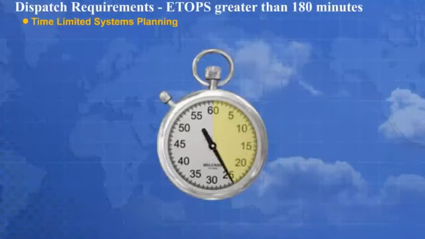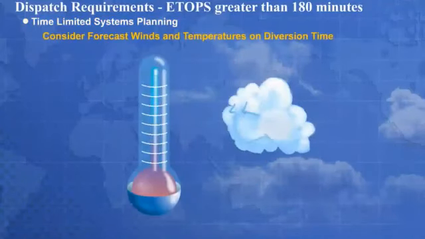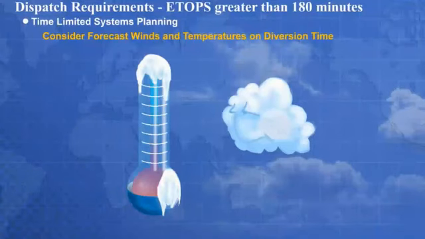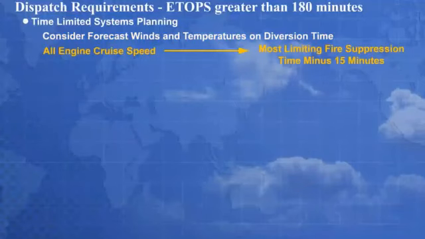For ETOPS greater than 180 minutes, time-limited systems planning is an additional consideration that may affect ETOPS dispatch. This requirement ensures that the diversion time to an ETOPS alternate under forecast winds and temperatures is within the airplane's most time-limited ETOPS significant system capability. The diversion time at all-engine cruise speed may not exceed the airplane's most limiting fire suppression system time minus 15 minutes.